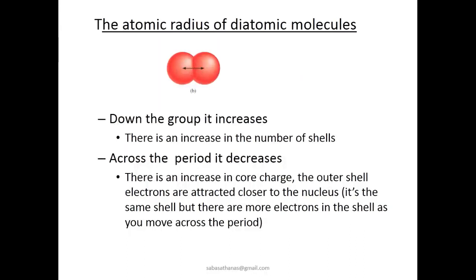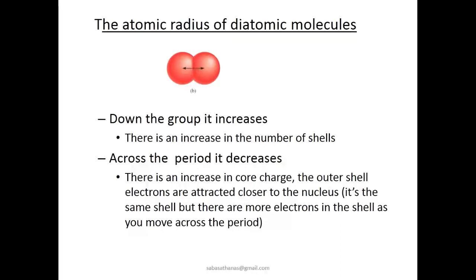Down the group the atomic radius increases. Why does it increase? Logic, there must be a reason why. Because as you move down the group the number of shells increases. As you move from top to bottom you see that the atomic number increases, but what happens to the number of shells? They increase. That is why the size also increases. But across the periods it decreases.